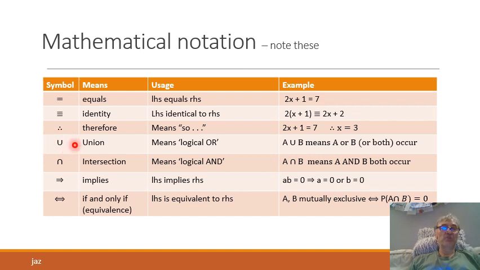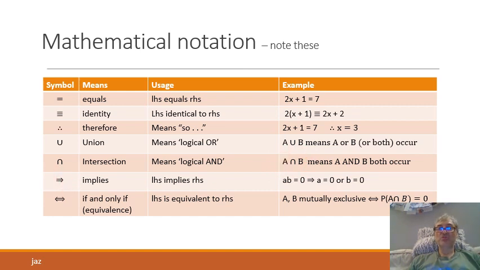This U symbol to mean union, which means that we're in the set A or B, which means that either A is true or B is true, or both are true. We're inside A or B or both of them. Intersection, which means logically and. I should have said the union means logically or. So A and B represents the event A and B both occur, or if we're dealing in terms of sets, that we're inside set A and set B.